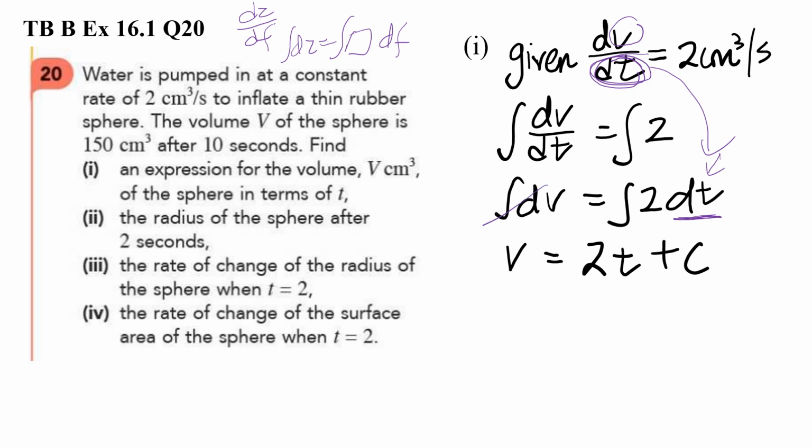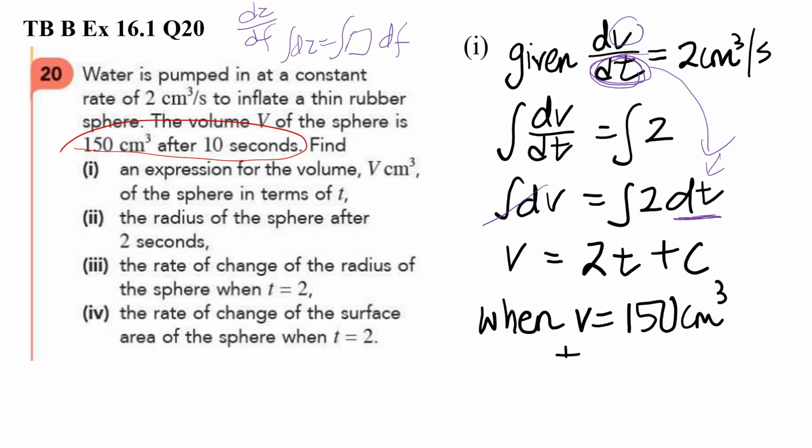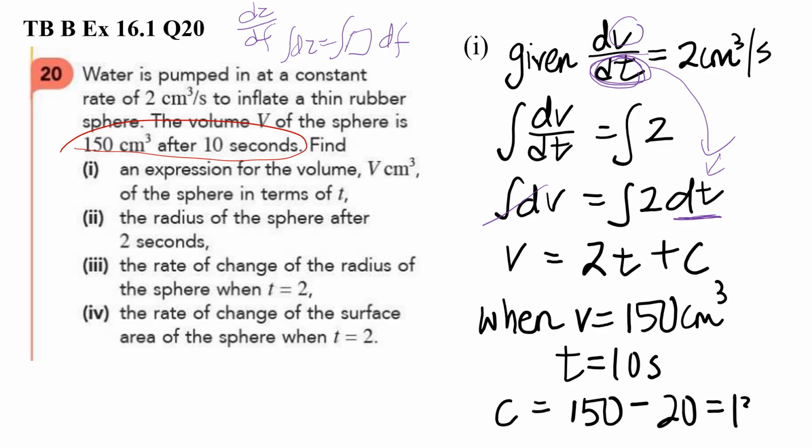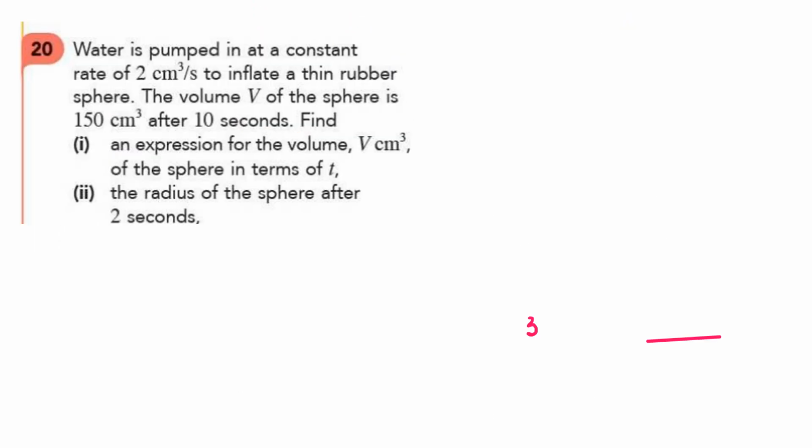Okay, so I need to find the constant c. How do we find the constant c? This is where this piece of information comes in. The volume is 150 at t equals 10. So you can substitute in to find your c, and then you can find your expression for your volume. So this is part I.